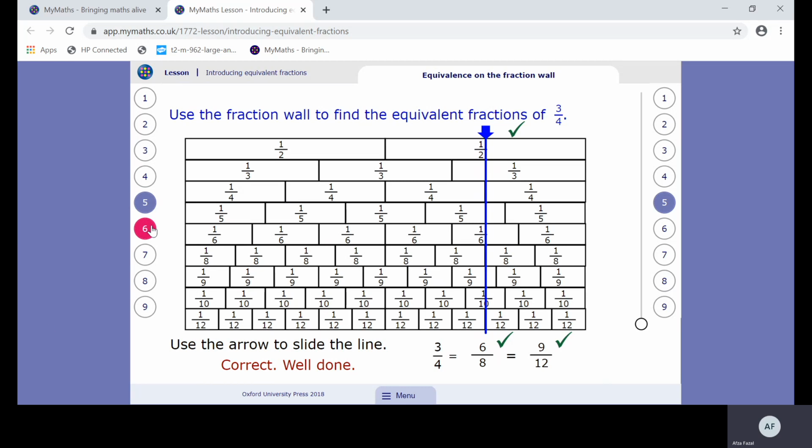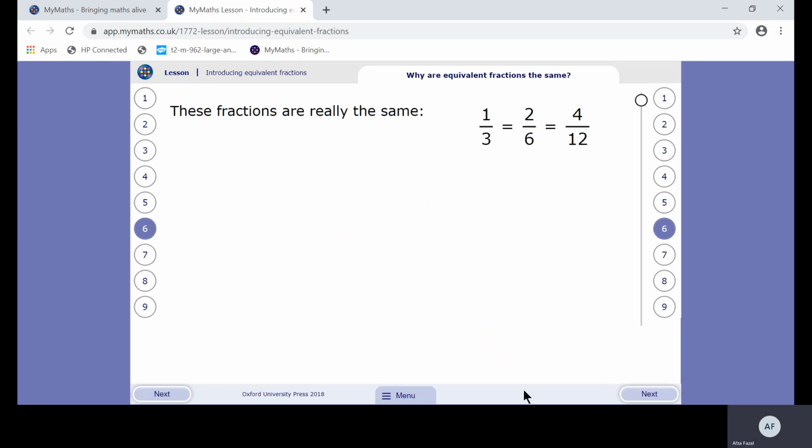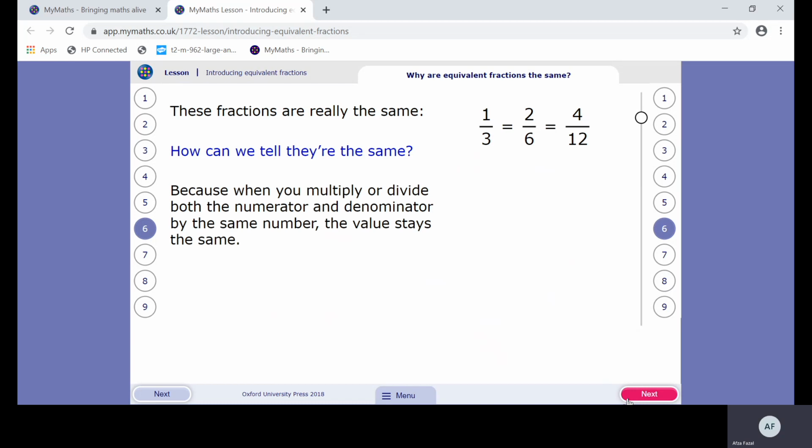Okay, that's how we use the fraction rule to help me. These fractions are really the same, that means they're equal, okay? Because when you multiply or divide both the numerator and denominator by the same number, the value stays the same. So, 1/3 times by 2, I'd get 2/6. Times by 2 again, I get 4 twelfths.